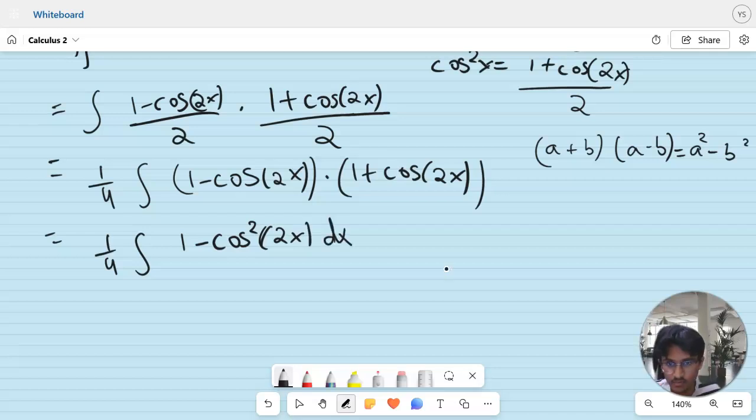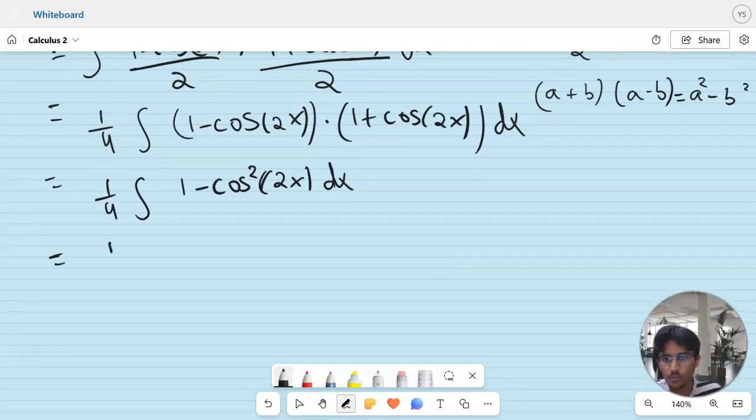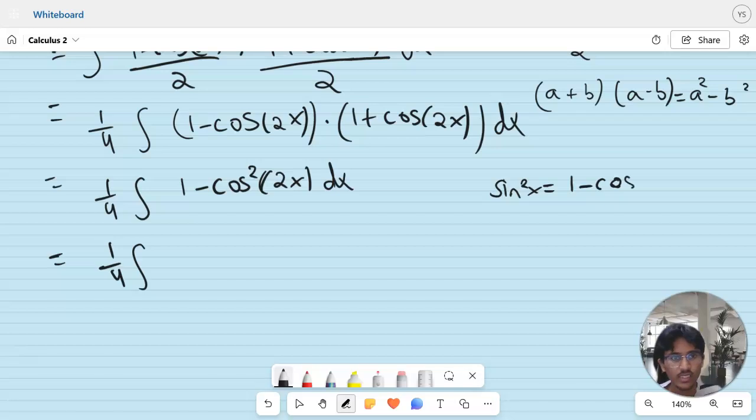So dx, not to forget the dx, and dx over here too. Okay, and then 1/4, and now we're going to use our sine square formula. If you recall, 1 minus sine square of x equals cosine square of x. And do you see something? This looks like that, but the only difference is that 2x. So it's just going to look like sine square of x, but instead of x, we're going to put 2x.